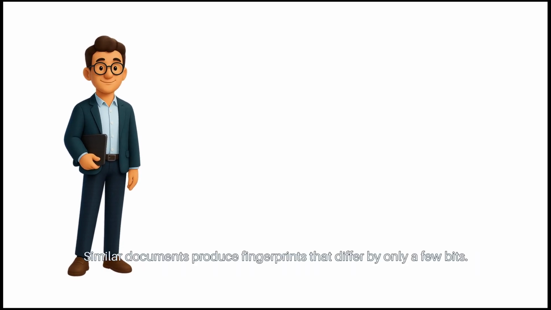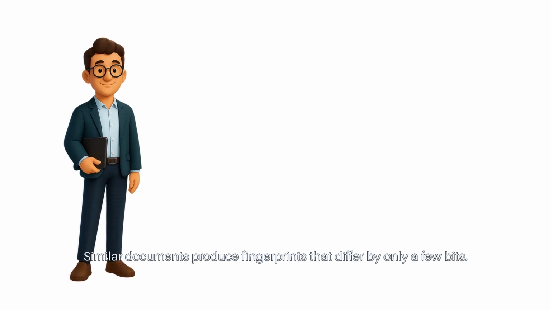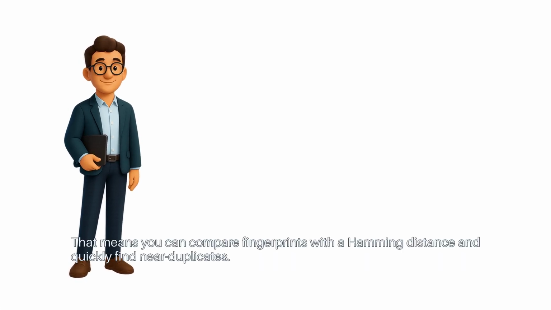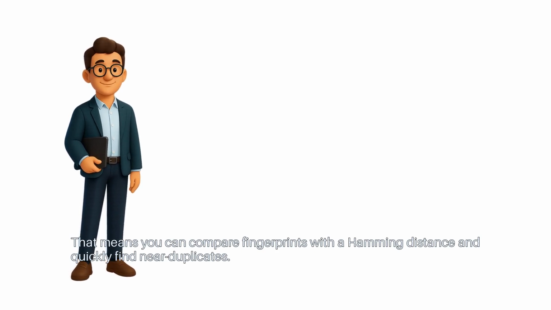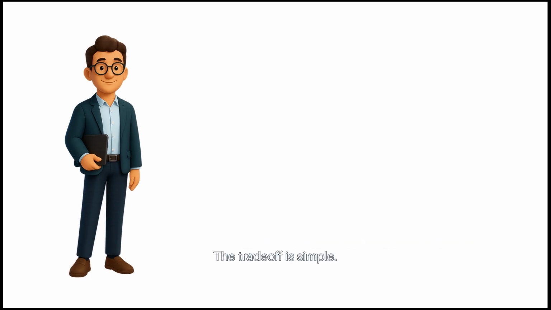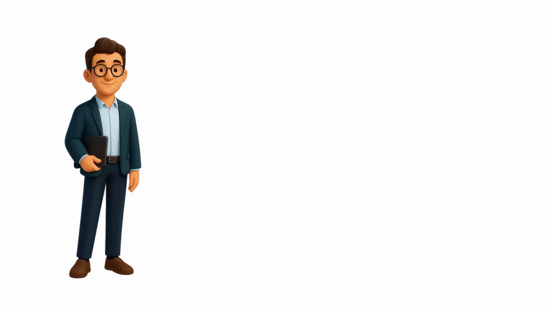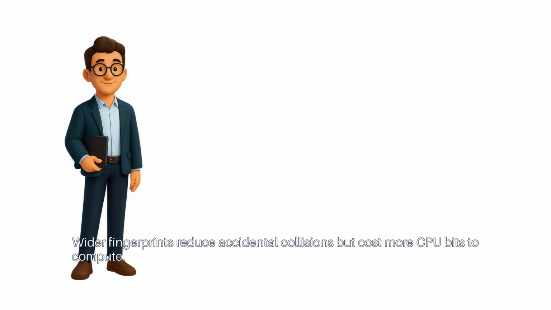Similar documents produce fingerprints that differ by only a few bits. That means you can compare fingerprints with a Hamming distance and quickly find near duplicates. The trade-off is simple. Wider fingerprints reduce accidental collisions, but cost more CPU bits to compute.